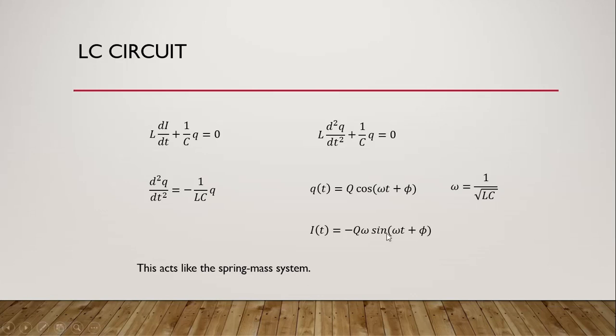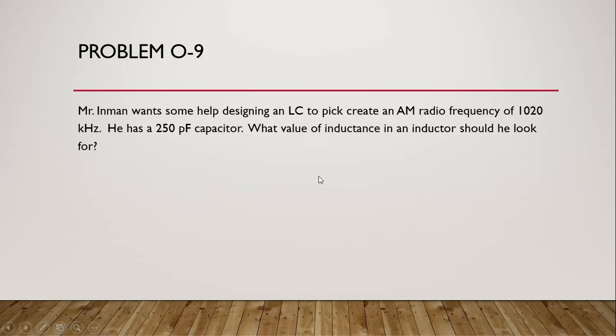Now if we look at the current, what we see is, take the derivative of this, we get a current that looks like that function there as we work this out. And so it becomes pretty clear that when charge is zero, current would be maximized. When current is zero, charge would be maximized.